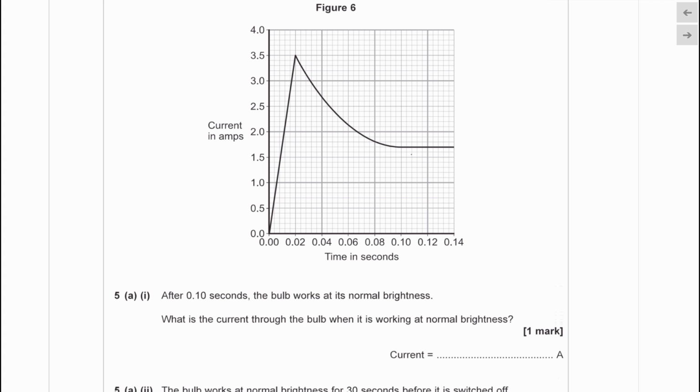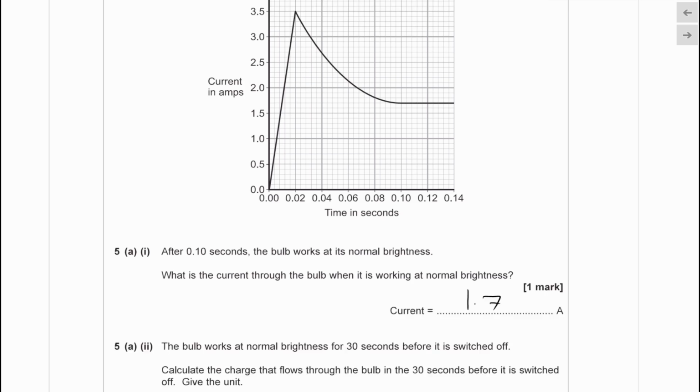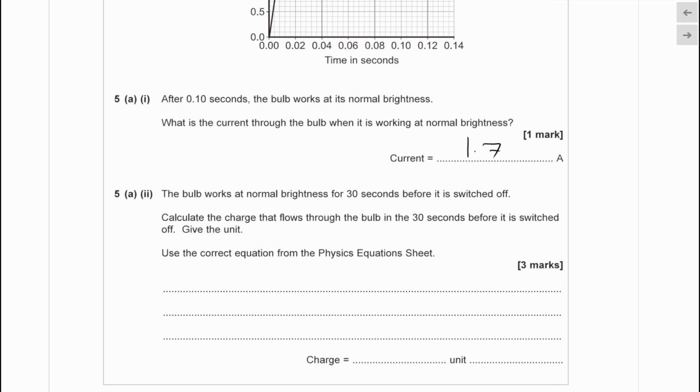And so where is that? Well, if this is 1.0, this is 1.5, that means each square relates to a value of 0.1. And so it's 1.5, 1.6, 1.7. All right, so the current is 1.7 amps. Okay, easy enough. Part 2, it says the bulb works at normal brightness for 30 seconds before it's switched off. Calculate the charge that flows through the bulb in 30 seconds before it's switched off and give the unit.